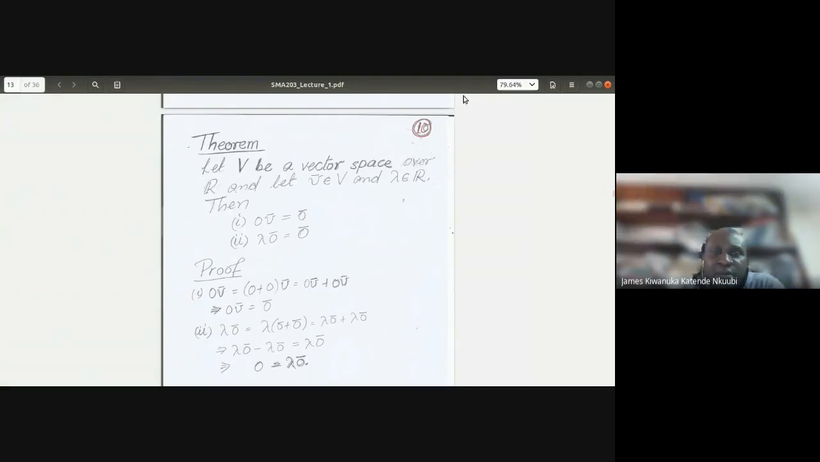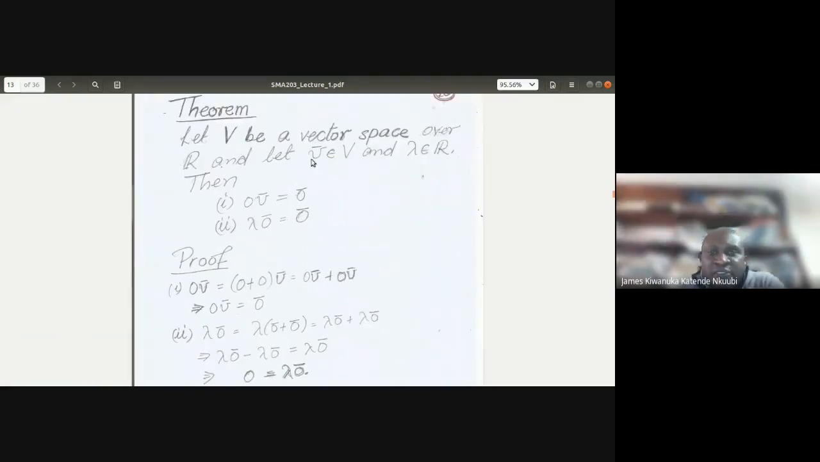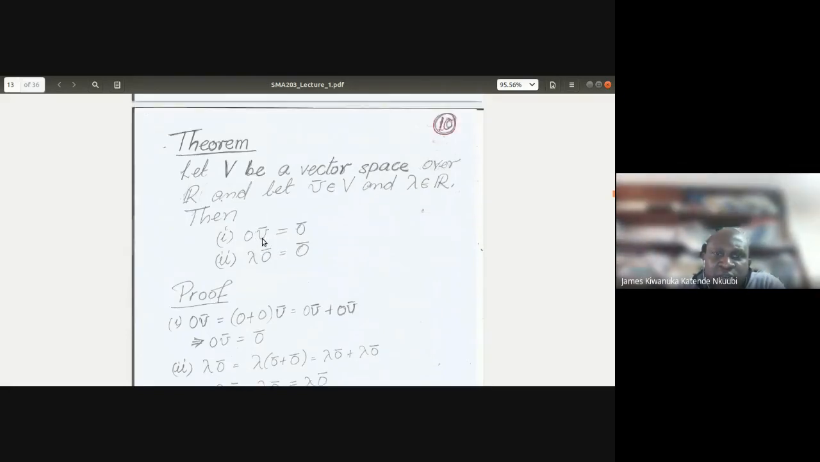Let V be a vector space over R, and let bar V be an element of V. So bar V is a vector of V, and lambda is a real number. So this theorem says that if you multiply any vector by 0, 0 the number, you have to differentiate between 0 the number and 0 the vector. 0 the vector has a bar on top, and 0 the number has no bar on top.